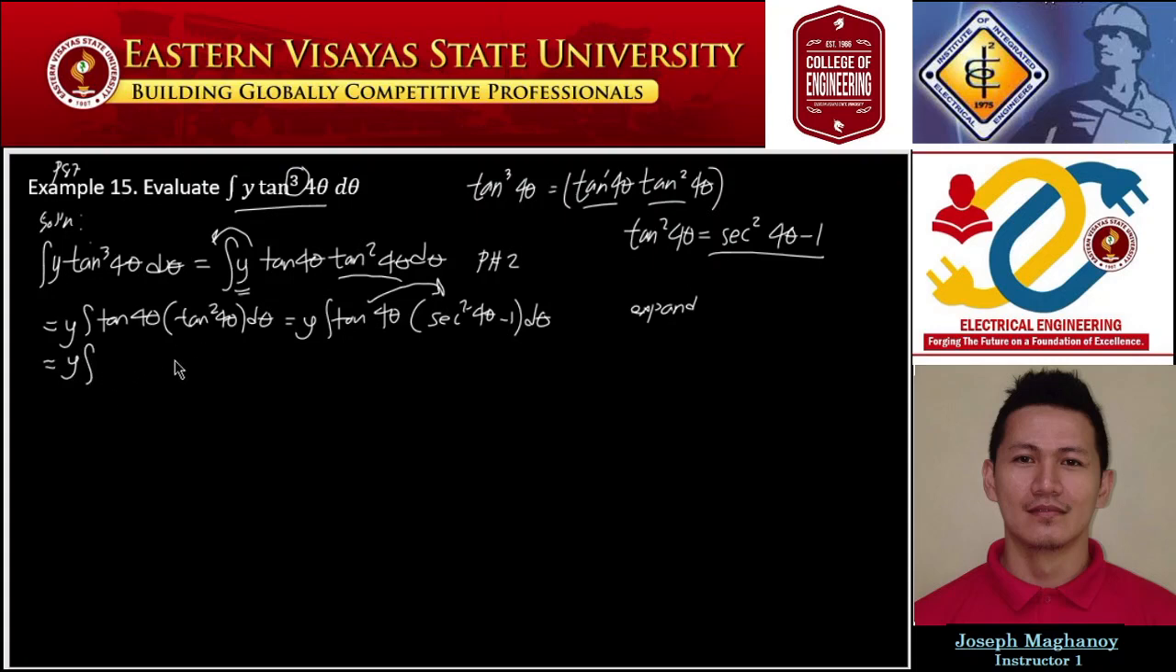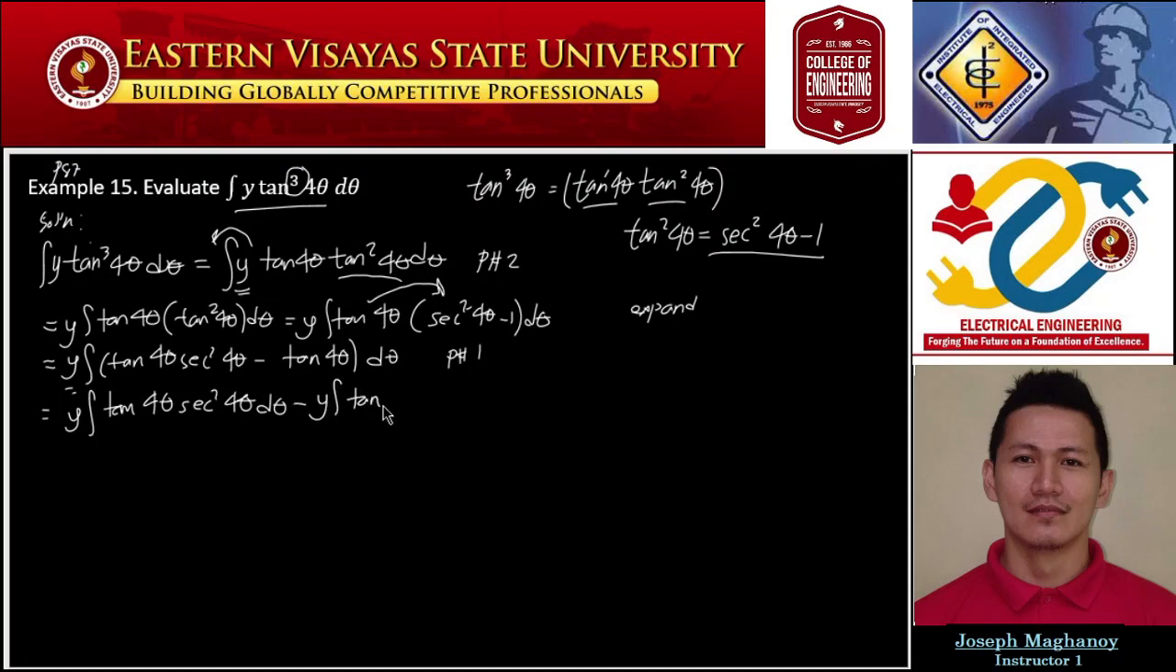So y integral of quantity tangent 4 theta secant squared 4 theta minus tangent 4 theta d theta. Now we can apply our property number 1. So we divide these terms and also including our y. So that is y integral of tangent 4 theta secant squared 4 theta d theta minus y integral of tangent 4 theta d theta. So we have two separate functions that we need to solve separately.